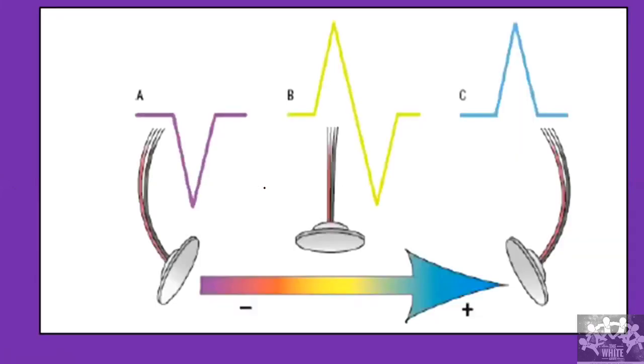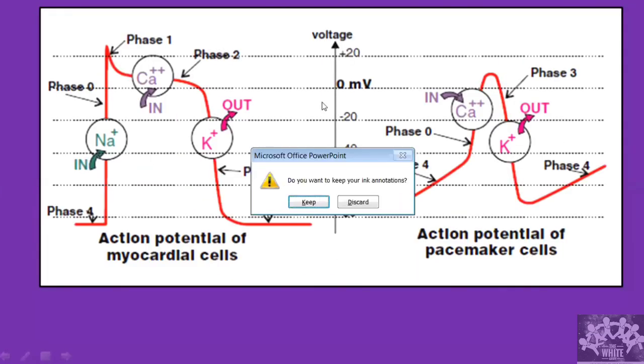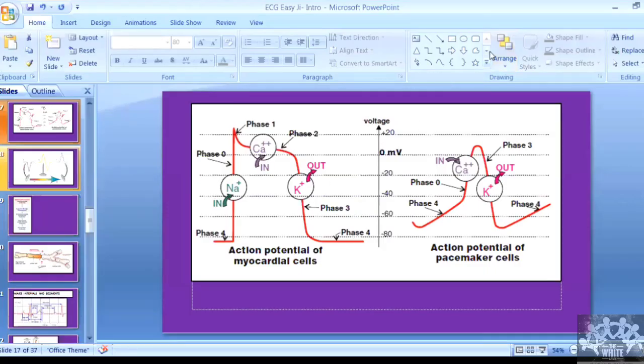So I'll be telling you the important concepts and we'll generate the ECG on our own. Okay. So until now, is it clear? Until now, is it clear about the action potentials and all? Everything is clear, no? Until now?